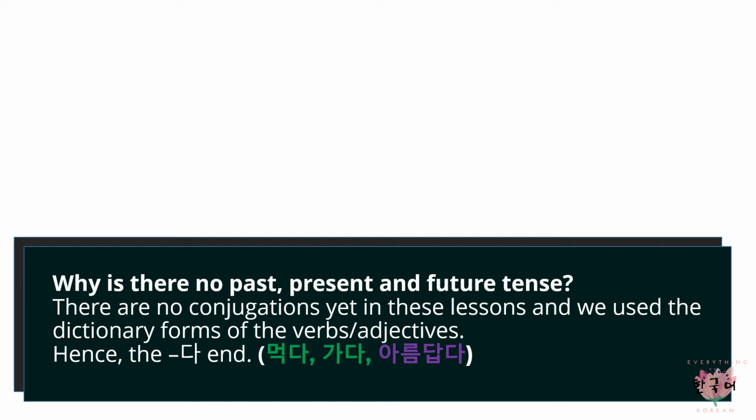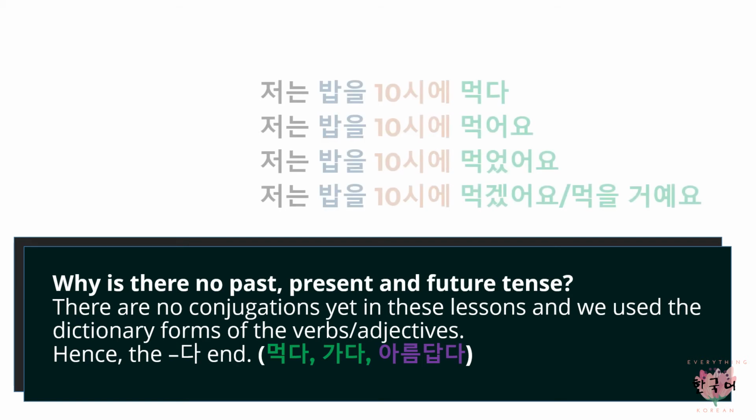This is a question that was asked before on the previous video. So the answer to that is there are no conjugations yet in these lessons because it is complicated for now, and we use the dictionary forms of the verbs and the adjectives. Hence, as you have noticed, our verbs and adjectives end in 다. 먹다, 가다, 아름답다, right? So all of them are the dictionary forms of our verbs and adjectives.